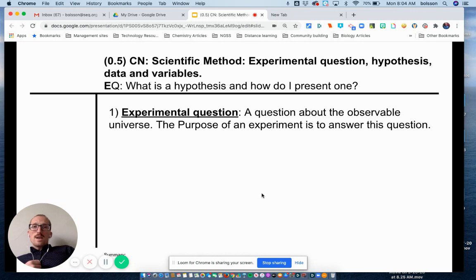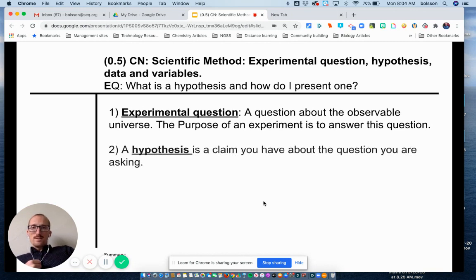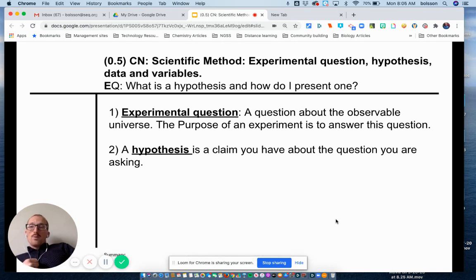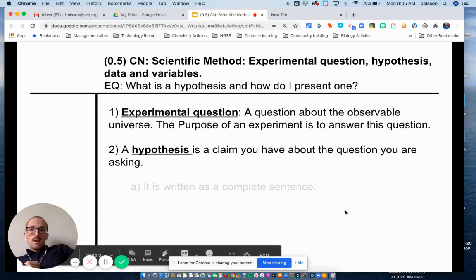And so you were basically coming up with questions that could have been experimental questions. However, these questions have to be testable. So you have to be able to create an experiment that can actually answer the question. So your next step in this process is to create a hypothesis. This is a claim you have about the question you're asking. So if you had a question about the elephant's toothpaste, this is what your guess would be about the answer to that question, okay? And so you have to write it in a complete sentence.